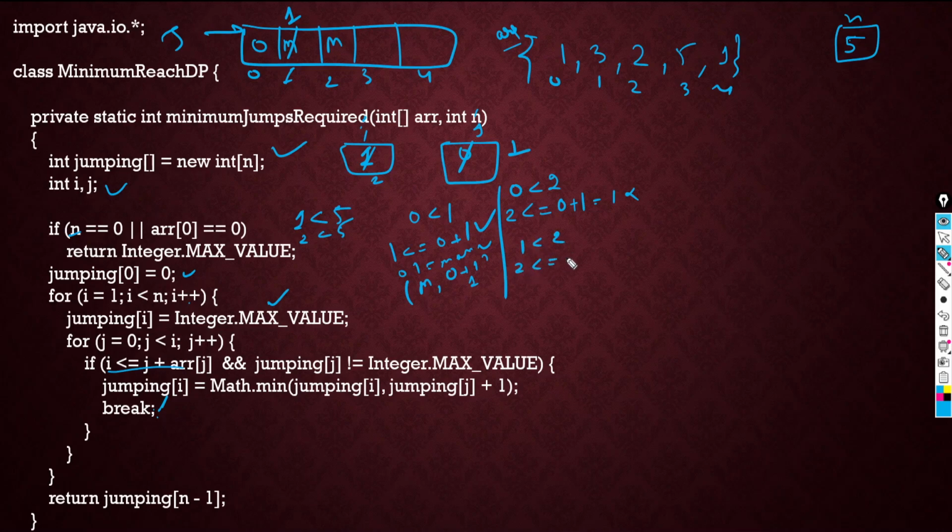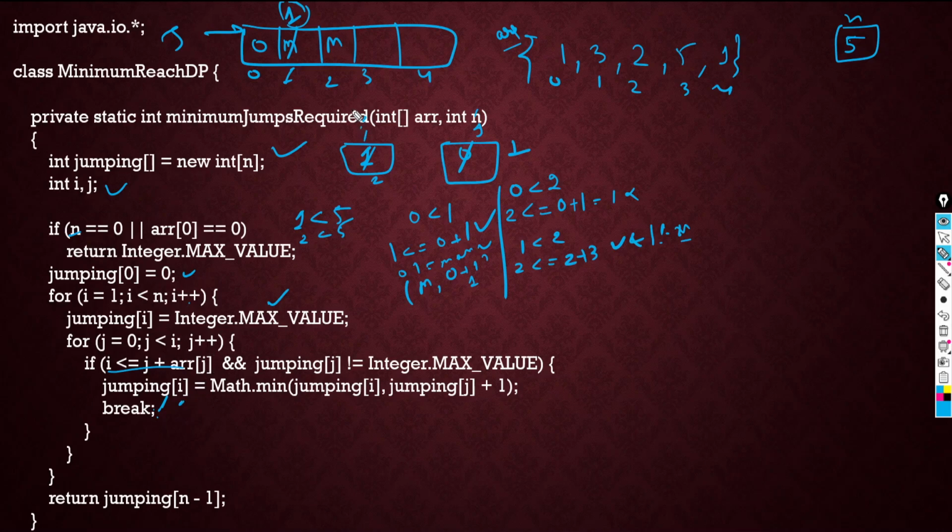2 is less than or equal to j, which is 2, plus array of j, which is 3. 3 to 5. It is also correct. And jumping of 1 is not equal to max. Jumping of 1 is 1. Jumping of j, 1, is 1. It is also not equal to max. Right? This has also passed. Then what do we have to place?